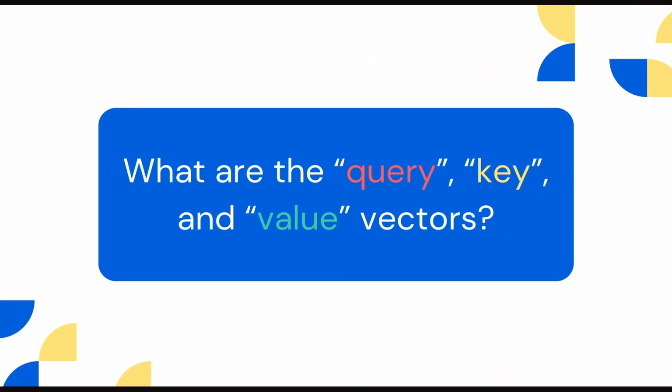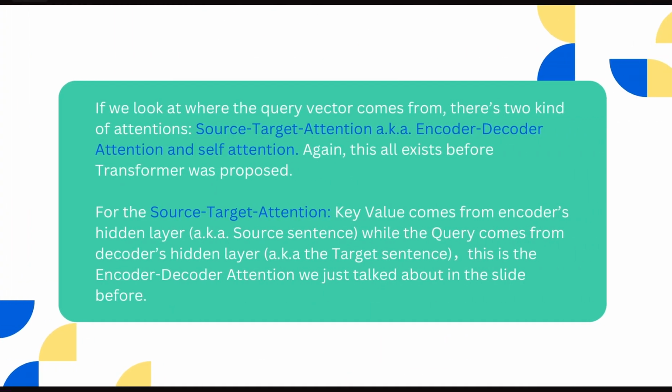So what are these query, key and value vectors? This is very important to understand: what is QKV and where does it come from. If you look at where the query vectors come from, there are two kinds of attention: source target attention, which is encoder decoder attention, and self attention. Again, this all existed before transformers were proposed.